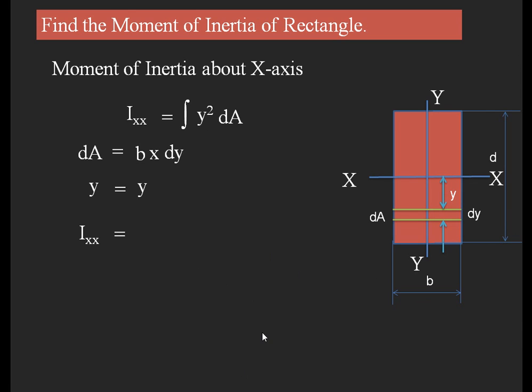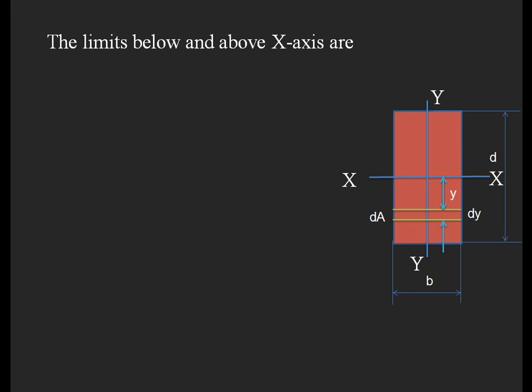Next, Ixx, the moment of inertia about the x axis, can be modified as the integral of y square, as it is, and in place of dA we can write b into dy. So integral y square into b dy. In this equation I would like to take b as common, so we can write it as b into integral y square dy.